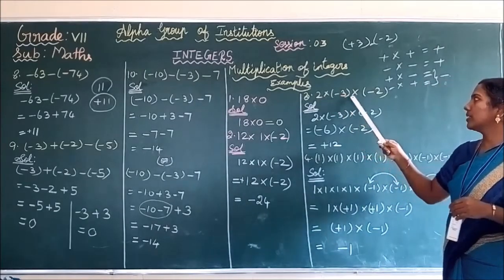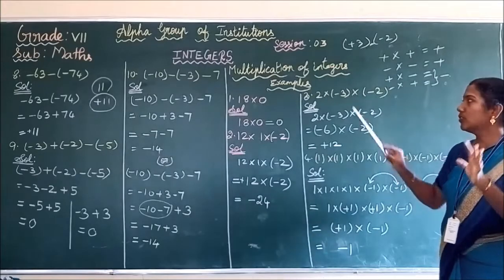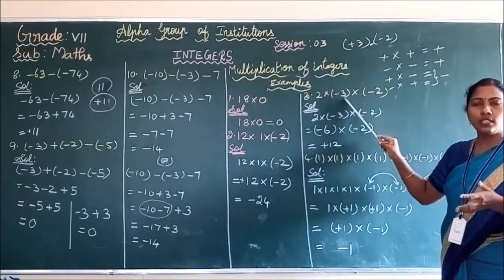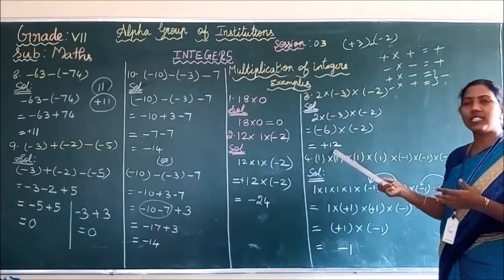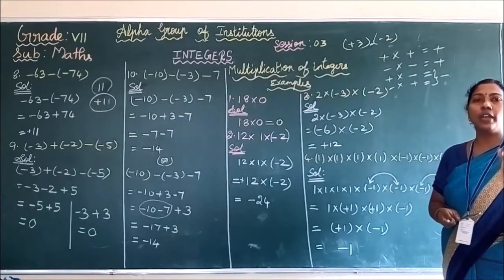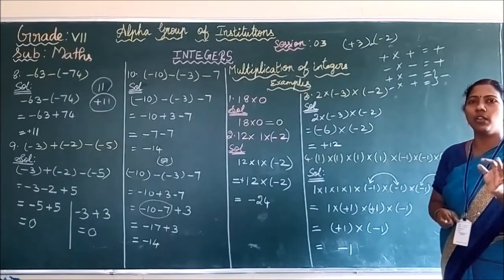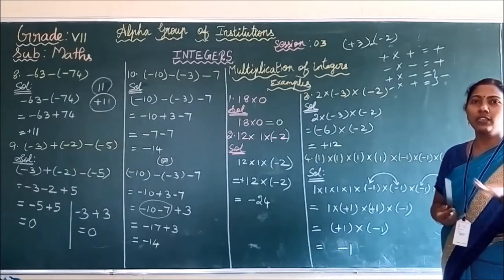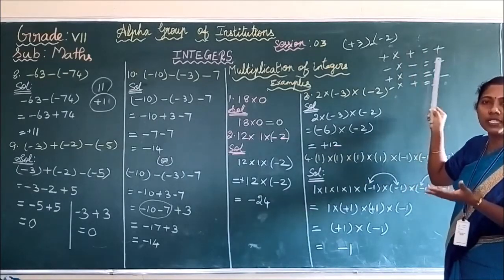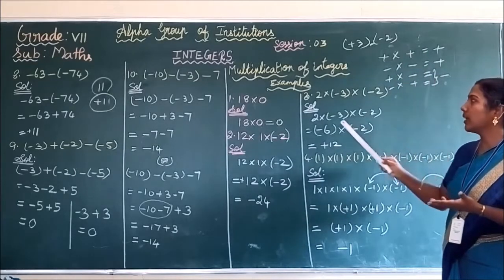2 into minus 3 into minus 2. Before doing every multiplication sum, first you forget the symbols. 2 into 3, 6. 6 into 2, 12. The only thing in multiplication is you have to multiply the symbols. You must be clear in the multiplication of symbols. You have to remember this only: plus into plus, plus; minus into minus, plus; plus into minus, minus; minus into plus, minus. It's clear, children?